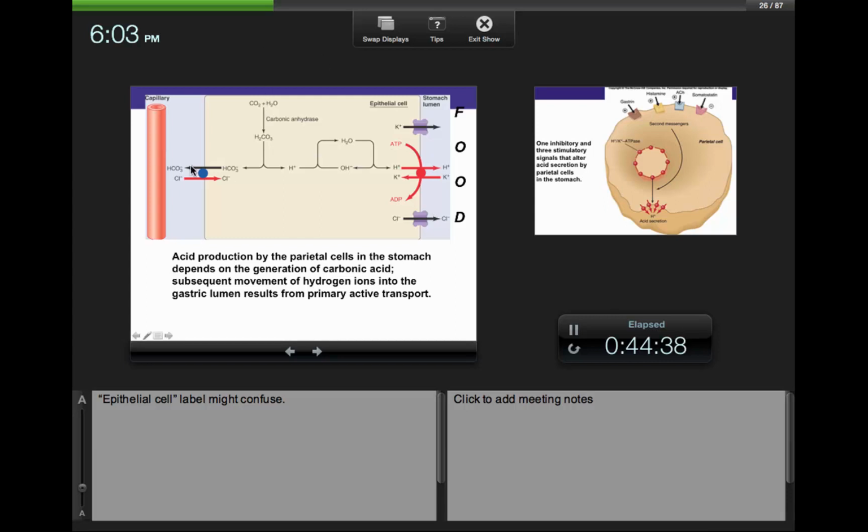Now, on the flip side, bicarbonate is transported into the blood by the chloride bicarbonate exchanger. This is an exchanger. The chloride bicarbonate exchanger transports bicarbonate into the blood. After you eat a meal, this is actually called the alkaline tide.